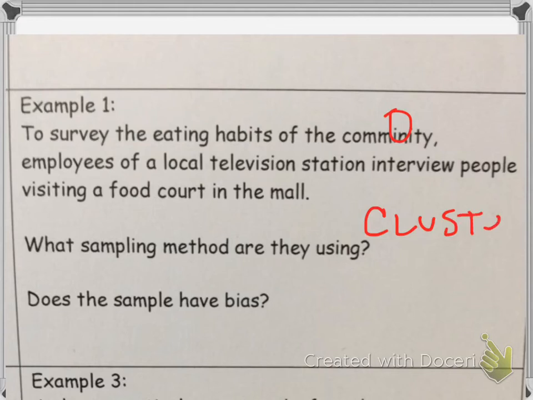Because that food court is a natural grouping of people already together. But then I thought, wait, what if I just showed up at the food court and started asking questions? If we thought about it that way, that could also be a convenience sample. So I want you to know that on these, if you can justify an answer to me, if you don't have the same answer as me, I think it's going to be all right.